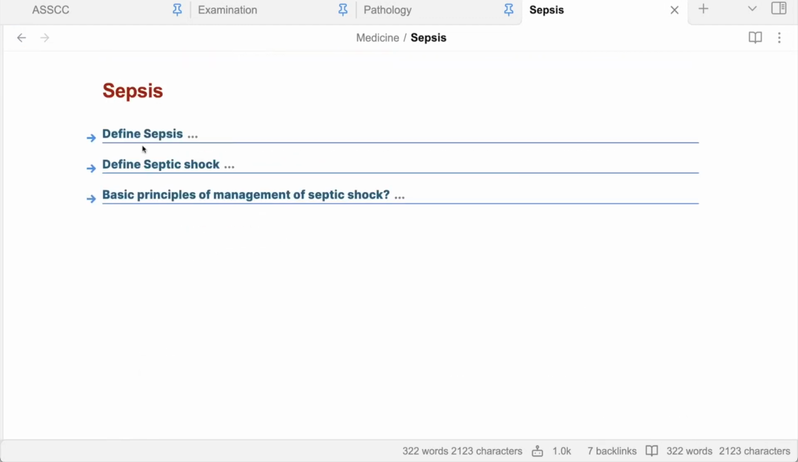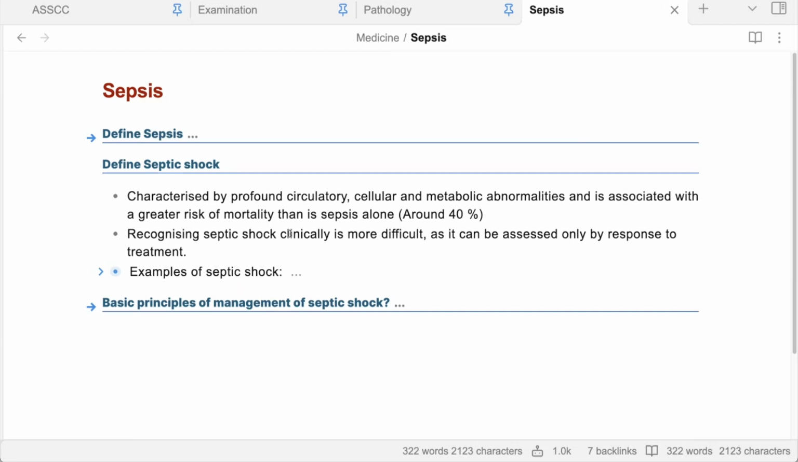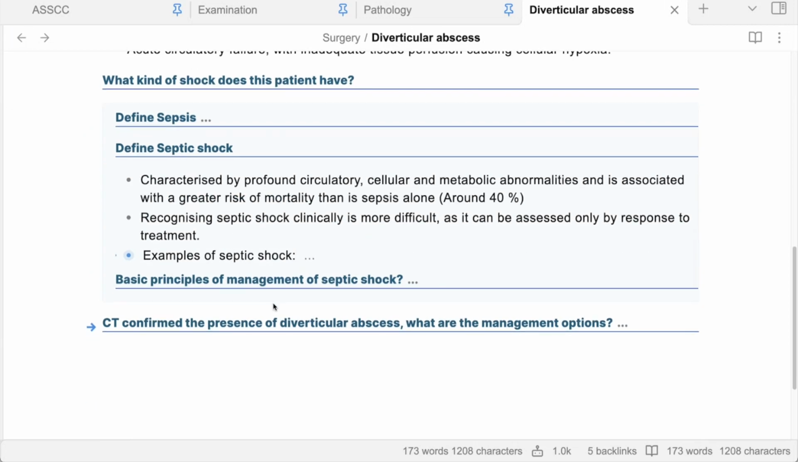Okay, so these are sepsis and septic shock. Very quickly, we define sepsis. We know it's a dysregulated host response to infection, which is life-threatening with high mortality. We define septic shock, cellular metabolic abnormalities due to sepsis, basically, and it's even higher mortality. Then the 6-hour and the 3-hour bundle. All right, let's go back to our questions.